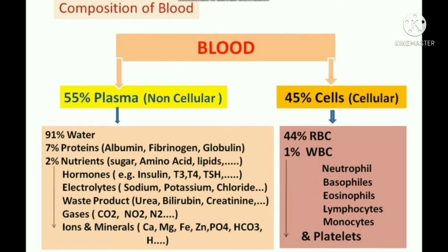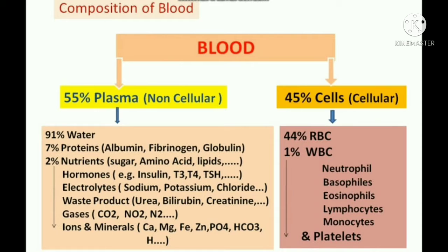Now we will learn about the composition of blood. Blood is divided into two parts: one is plasma and the other is cells. Plasma makes up 55% and is non-nuclear. Cells make up 45% and are nuclear.